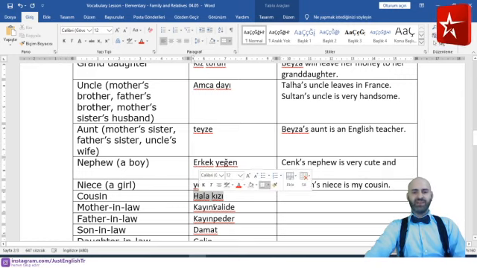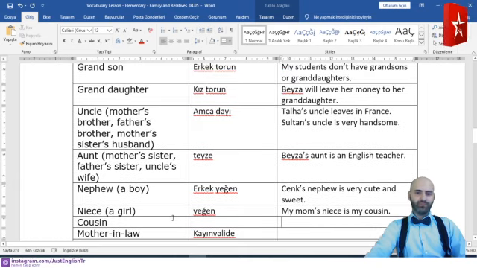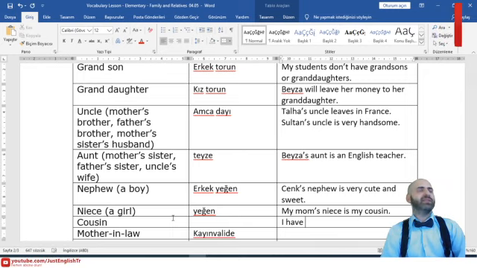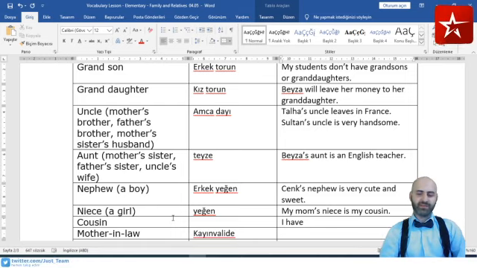Cousin, I don't like this Turkish translation. I think everybody understands the meaning of cousin. Your uncle's or your aunt's child is your cousin. I have how many cousins? Let me think. 2, 3, 4. I will say 4 cousins.